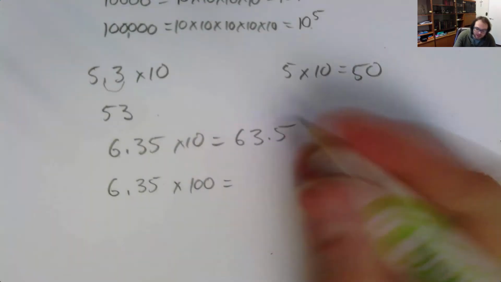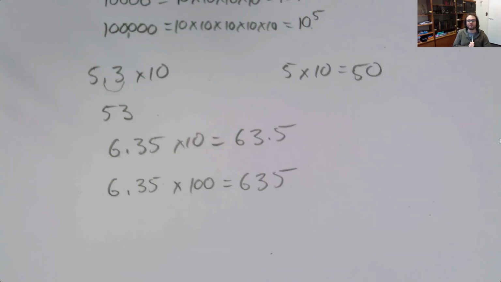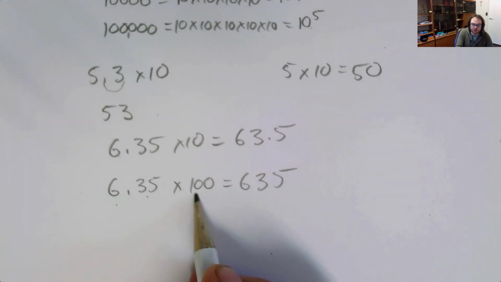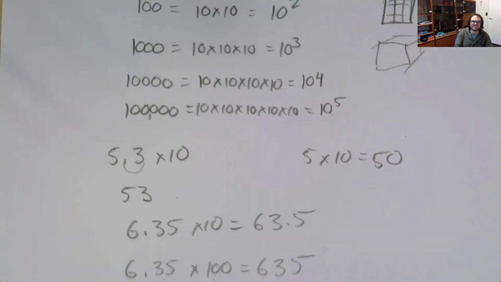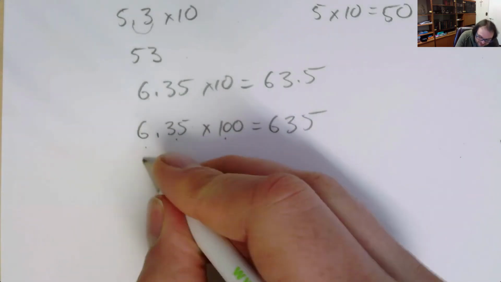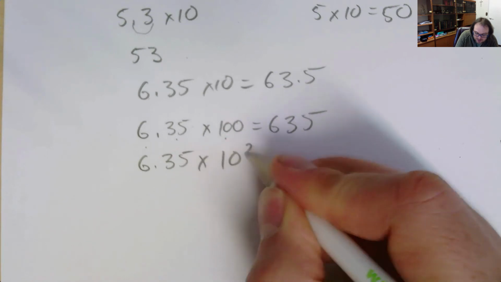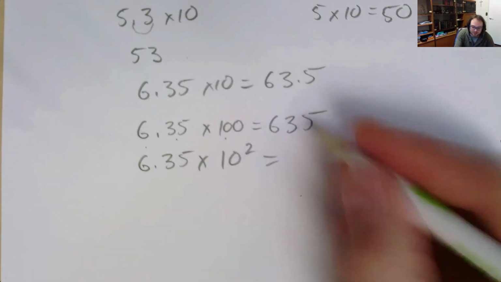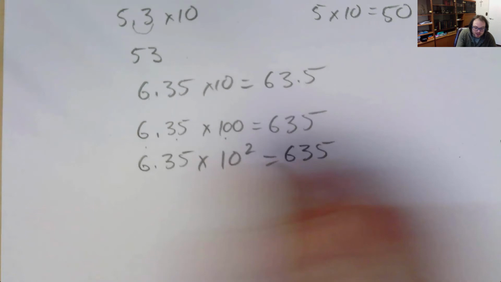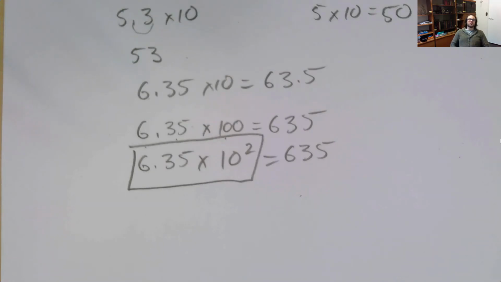That is the same thing as 635. Now, we also know that 6.35 multiplied by 100, and we said 100 is the same thing as 10 squared. So 6.35 multiplied by 100 is the same thing as saying 6.35 multiplied by 10 squared, because 10 squared is 100, and that is 635.